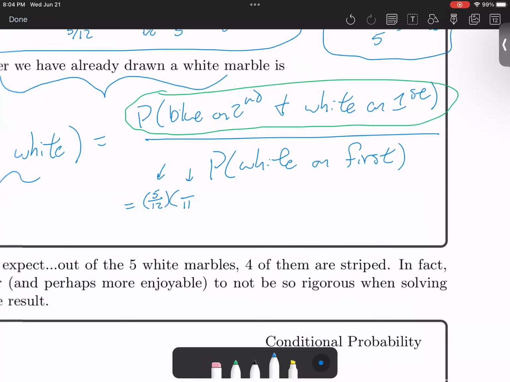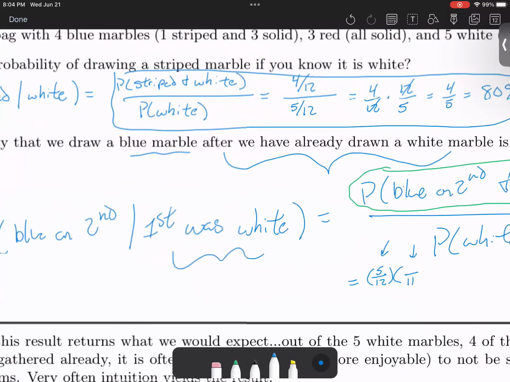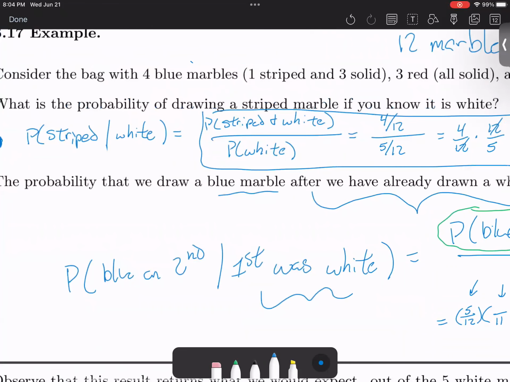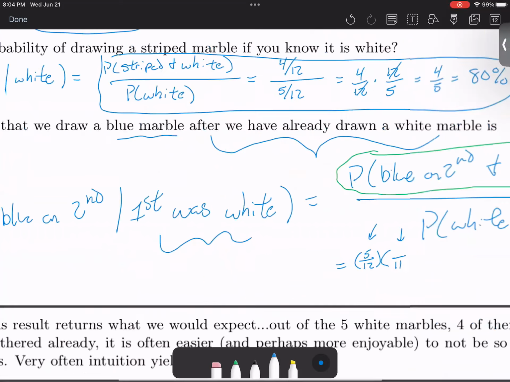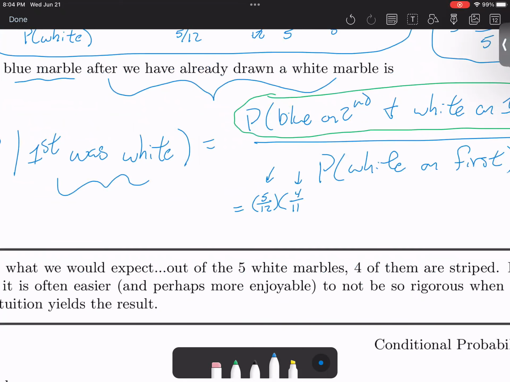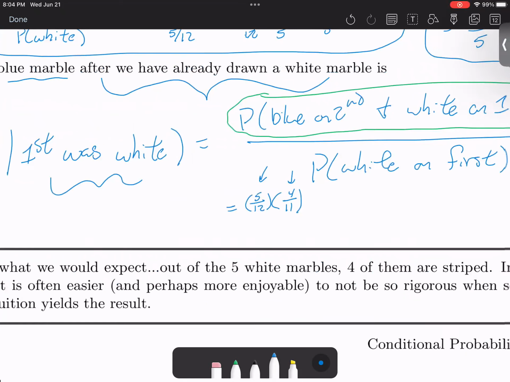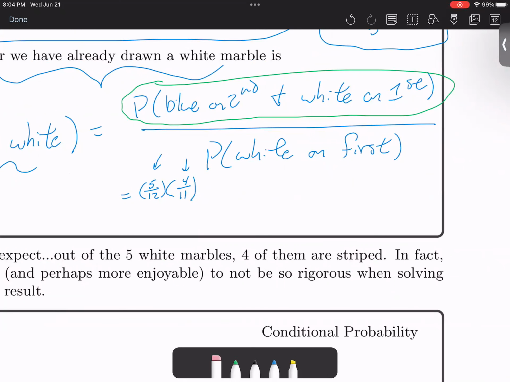And how many of those 11 are blue? We started out with 4 blue marbles, and we drew a white one, so we still have 4 blue marbles. Right, so the product of those two probabilities gives me the probability of blue on second and white on first. I divide by probability of white on first.